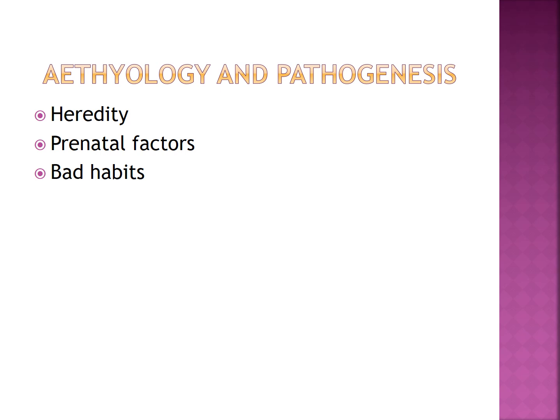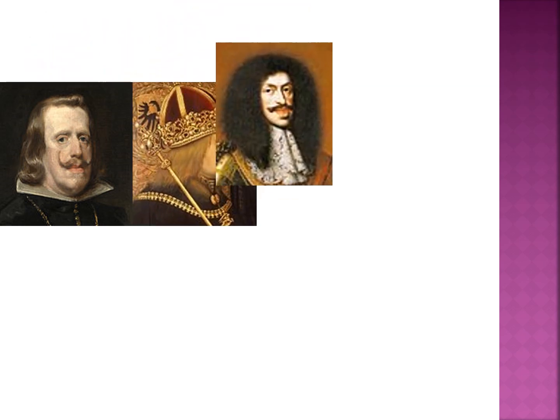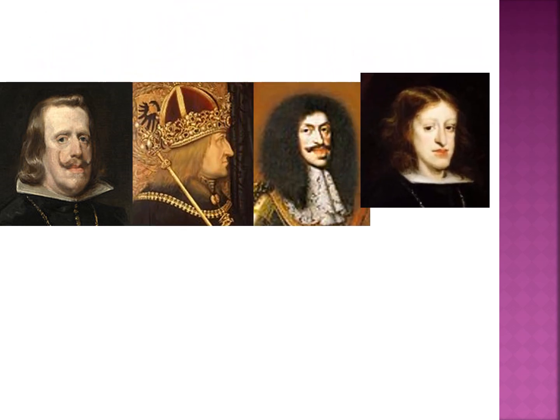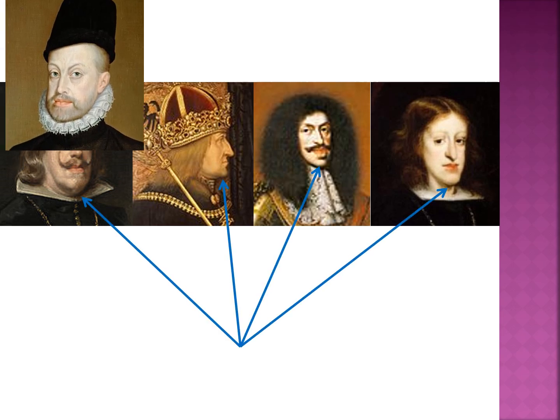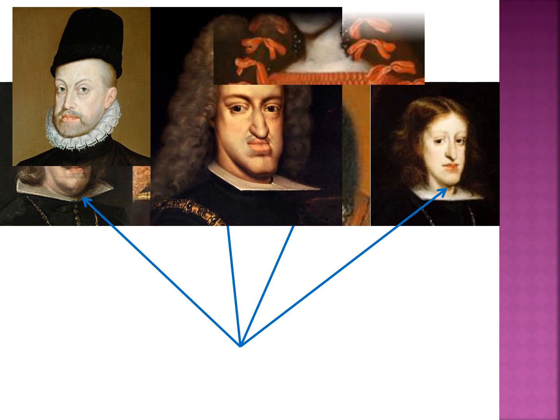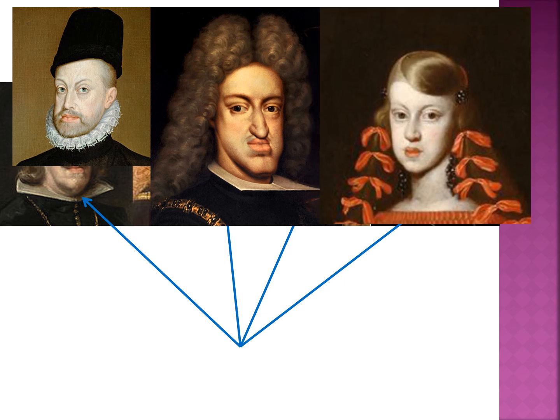What about etiology? At the first place, the heredity, then prenatal factors and others. I hope you know these persons. The European monarch dynasty Habsburgs. As you can see, all members of this dynasty have mesial bite.